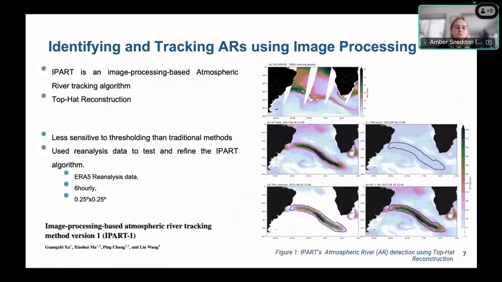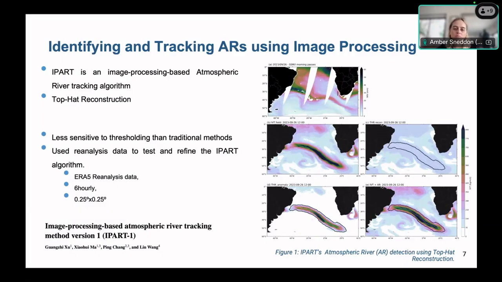So what we've chosen to do is use an image processing detection method called IPART, and rather than relying purely on magnitude thresholds, IPART uses top hat reconstruction, which essentially detects bright objects on a dark background. For us, our bright object is going to be the atmospheric river, detected from the dark background as an individual feature. Then it's able to track these features, or link features together to form one system, and track it through space and time.